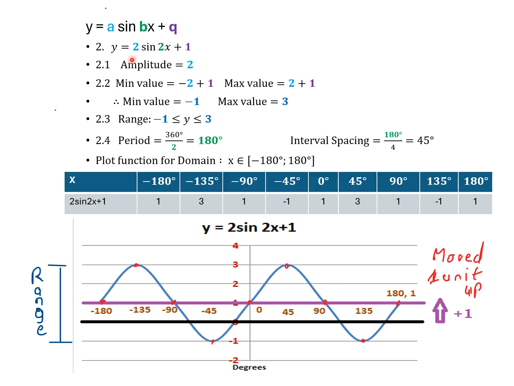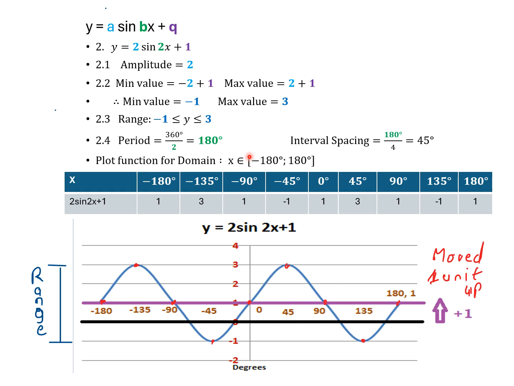Y equals 2 sine 2x plus 1. So we've got amplitude 2. My minimum value was minus 1, maximum value was 3. Y is less than or equal to 3, greater than or equal to minus 1. Period is 360 divided by 2, which is 180, and my interval spacing is 45, from what we've done previously, right?